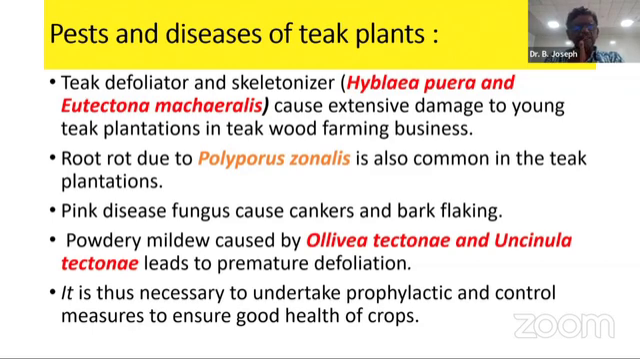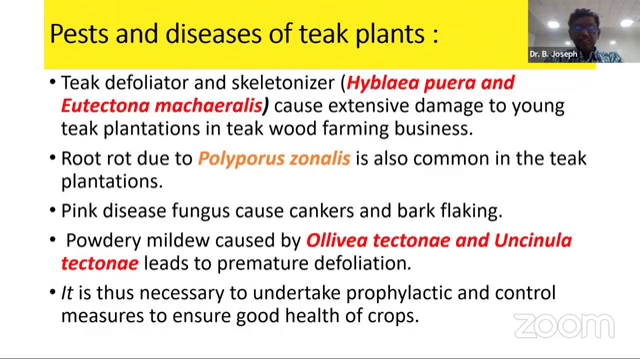So these are the teak defoliator and skeletonizer. We have root rot due to Polyporus. Then we also have pink disease, a fungus, also caused in the teak. These are some of the diseases of the teak plant. But the farmers should make a note that they do not have to bother about the teak diseases or insects because nature will take care of it.